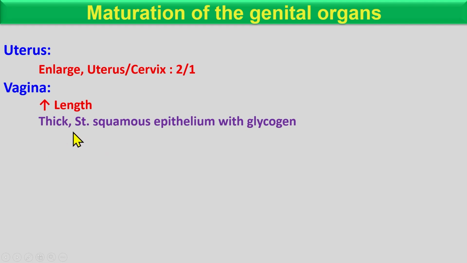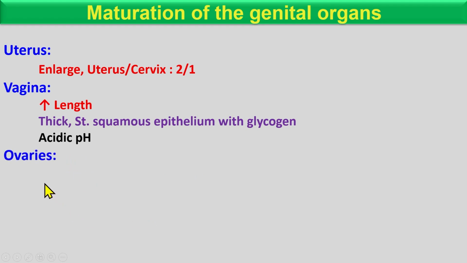If you look at the genital organs, they are also increasing in size and structure. If you look at the uterus, it is becoming large, and the ratio of uterus to cervix becomes 2 to 1, when the uterus becomes 2 times as compared to the cervix. And the vagina, its length is increasing, and its epithelium becomes stratified squamous and filled with glycogen. Okay, and the pH, which is initially neutral, now becomes acidic.